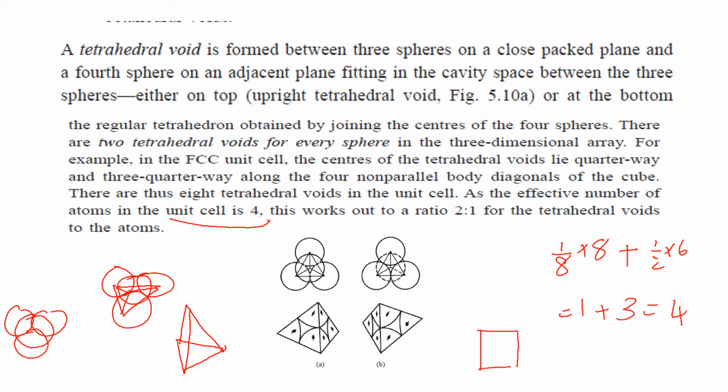This is a face-centered cube. You can see this. Okay, so at the corners, even though 1 is there at each corner, for one unit cell only 1 by 8 of that will be in effect. Then at the center of faces, even though 1 is there at each face, half only for one unit cell, the other half is for the other unit cell. That is why 1 by 2 times 6. So totally 4 are there.